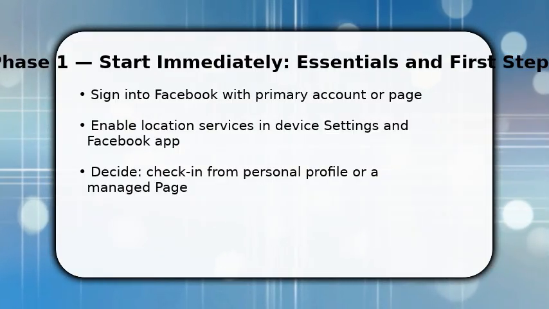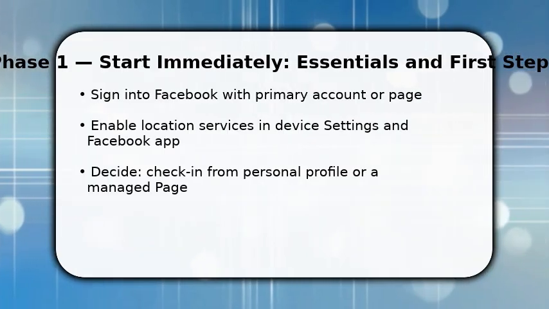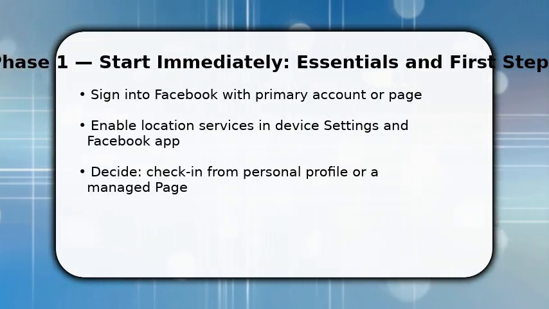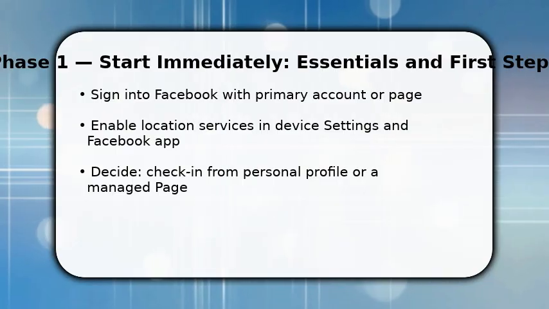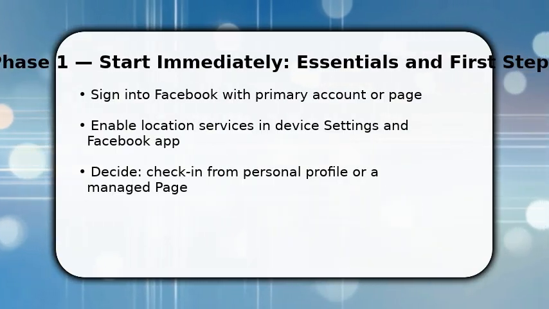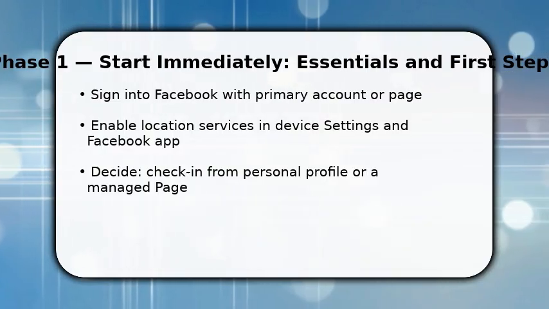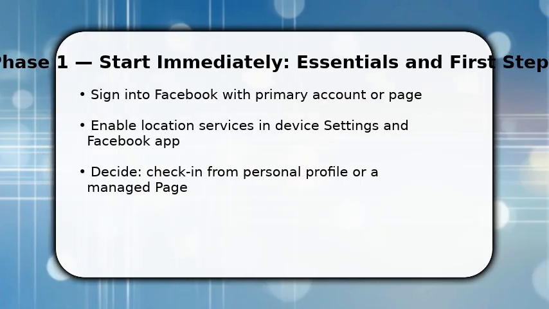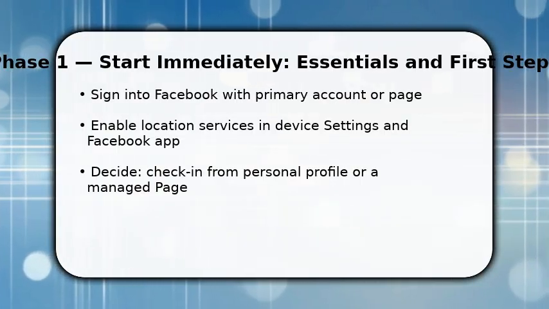Sign into Facebook with the account or page that will post the check-in. Once signed in, make sure your device's location services are enabled and allow Facebook to access location. Open the app or go to Facebook.com, pick the profile or page you'll use. Tap the status field to begin a post.